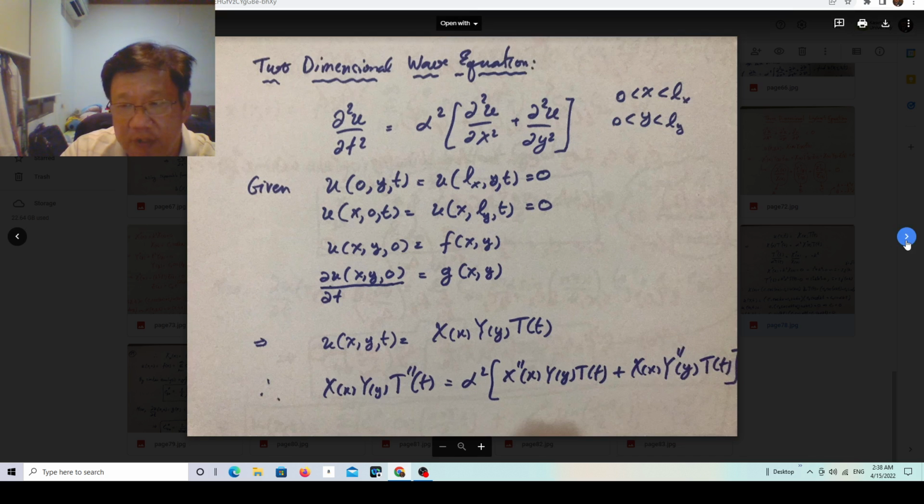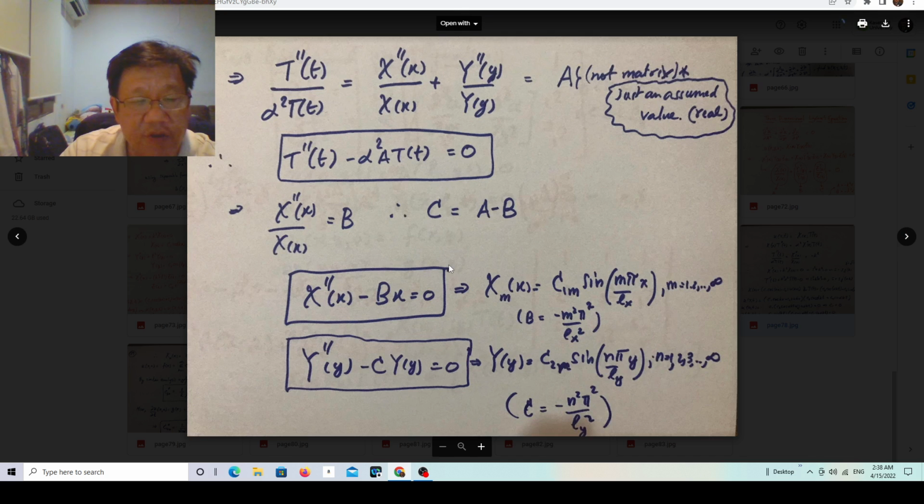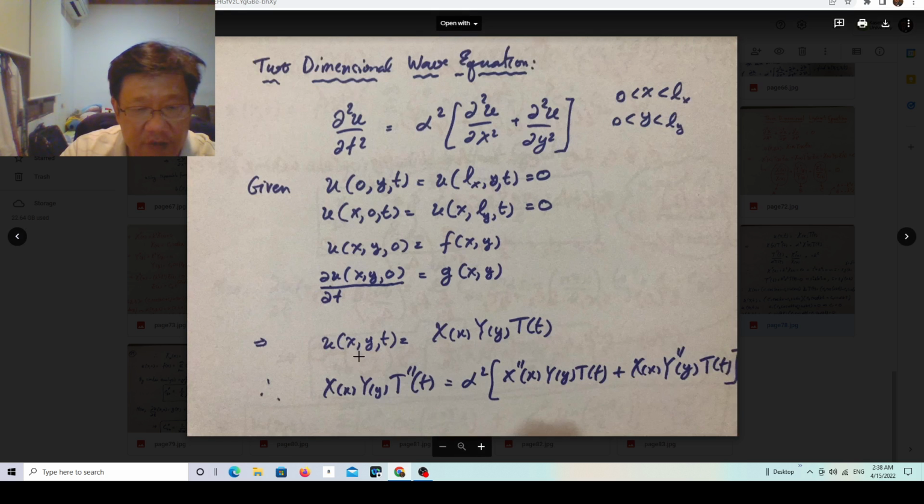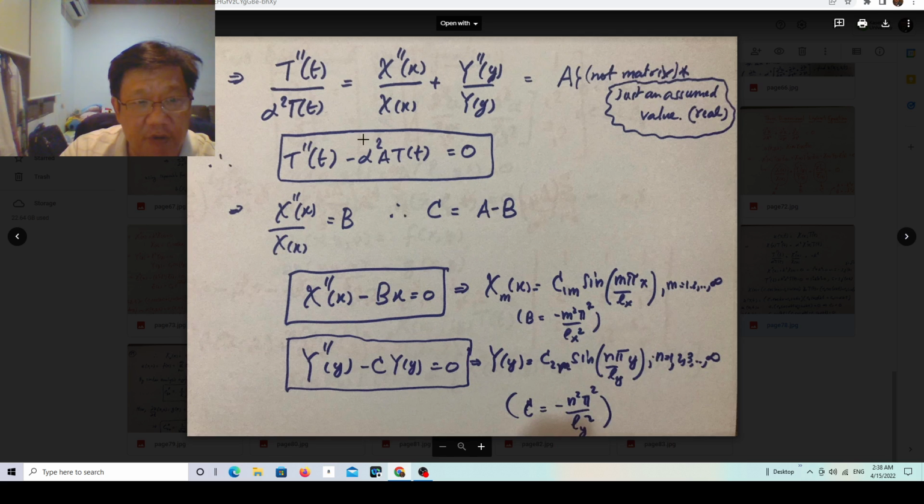Then you just reshuffle the terms and you get this result. How do you get this result? You divide by u of x, y, t in this form on the left hand side and right hand side, and then you arrange the terms to get this equation. This is the left hand side, and this is the right hand side. We're going to assume that these two values are equal to a constant, which is a parameter called capital A.